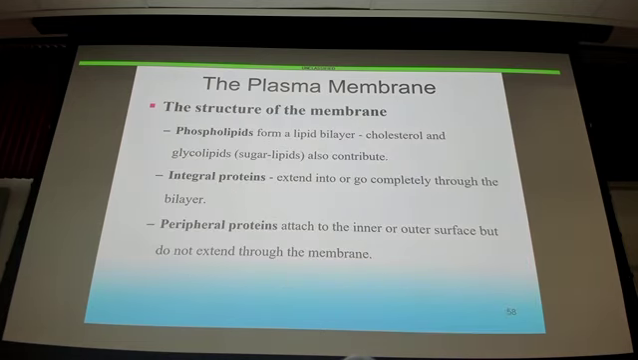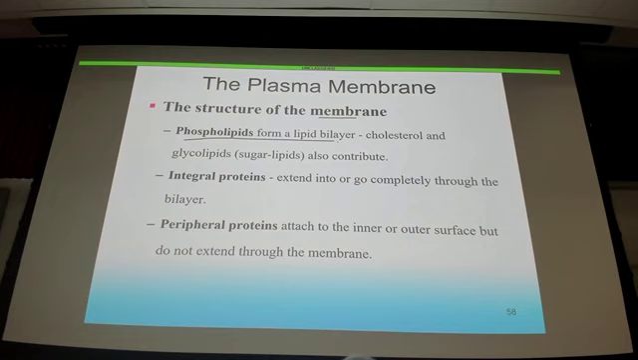So you're going to have three different things that make up the structure of this membrane. The membrane itself consists of phospholipids that form a lipid bilayer. That's what we just said. It is a lipid bilayer made up of phospholipids, but there are also glycolipids and cholesterol there, which are types of lipids. So there are your facts: phospholipids, cholesterol, glycolipids are part of the membrane. Integral and peripheral proteins are part of the membrane.